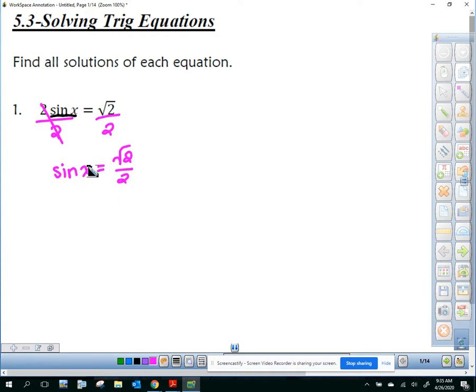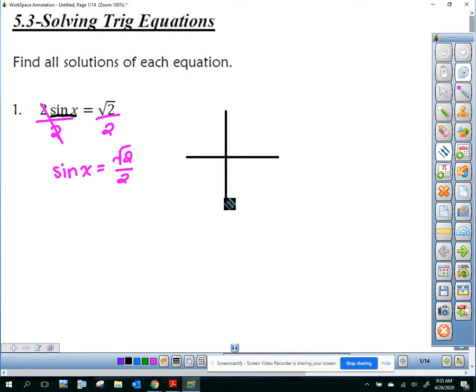So remember, when you're looking for x, it's the angle. You're asking yourself, where is x? It should be an angle value in degrees or radians. We're going to give all of our answers in radians, but if you like to think in degrees and then convert, that's fine. So we're asking ourselves, where is the sine value root 2 over 2?